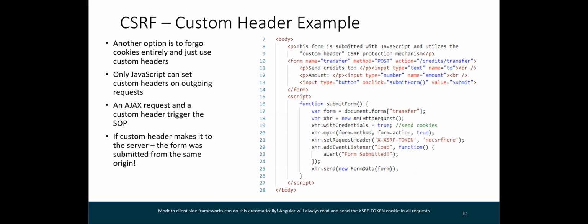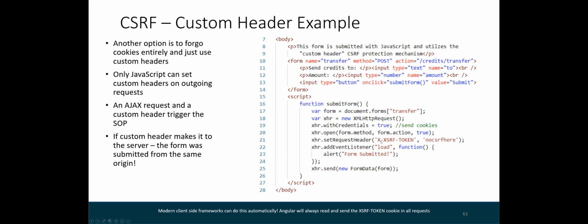The other option, again, using JavaScript, is just add a custom header. For security reasons, JavaScript is the only way that you can send custom headers on HTTP. So if you have a custom header that gets sent, say a header called XSRF token, you know that request came from JavaScript. There's no way in a browser with HTML to send any non-standard header.